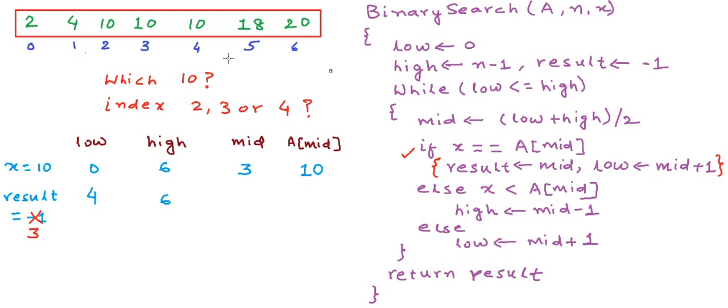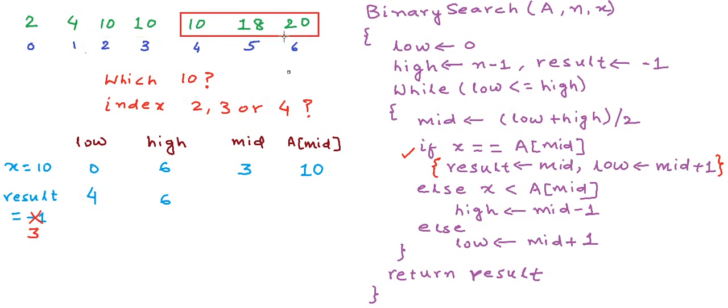So earlier our window was the whole array. Now our window or search space is this, and we already have information about the rightmost 10 that has occurred so far. Okay, so now mid would be 5, a mid would be 18. Now we go to this condition, x is less than a mid. So now high becomes mid minus 1. So we have this range. Our search space is now this, and so far we have found 10 at index 3.